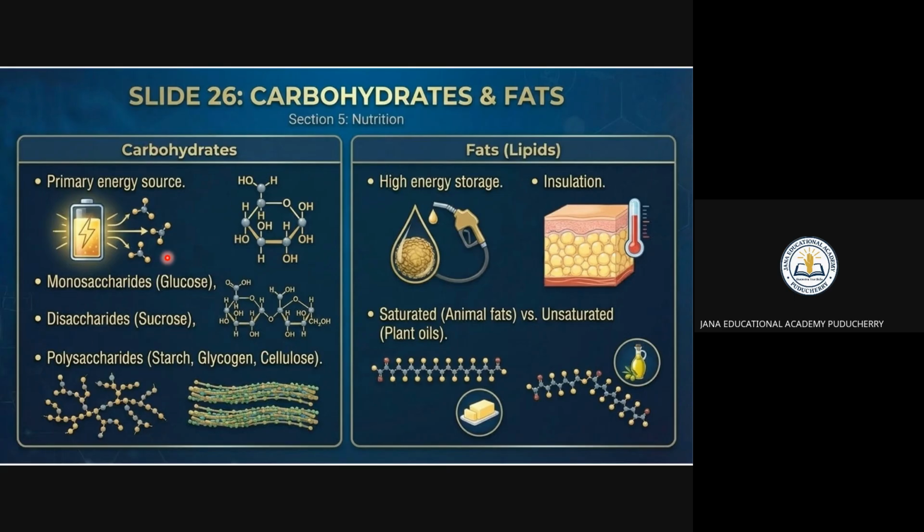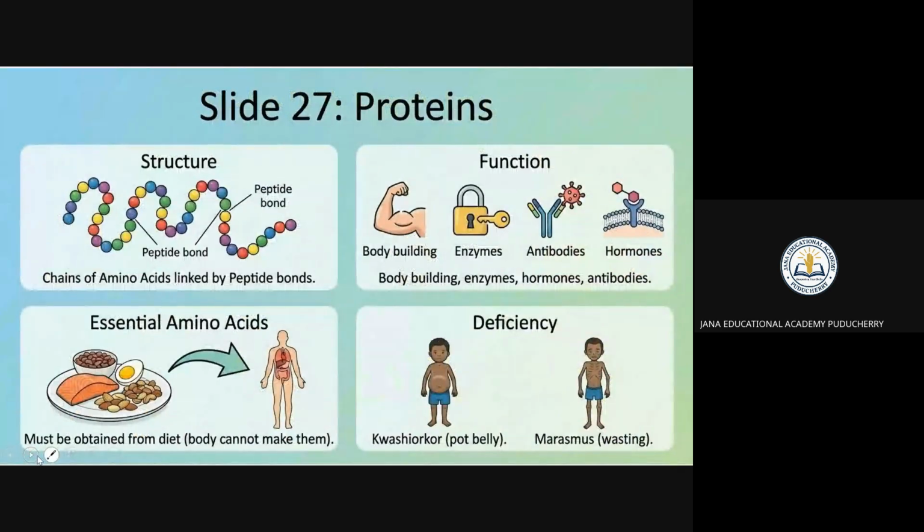Carbohydrates means there are four types: the primary energy source, and monosaccharides, disaccharides, and polysaccharides. In fats, that is high energy storage, right? Animal fat is nothing but saturated, and plant oil is nothing but unsaturated, right? Next, you come to the proteins, right?